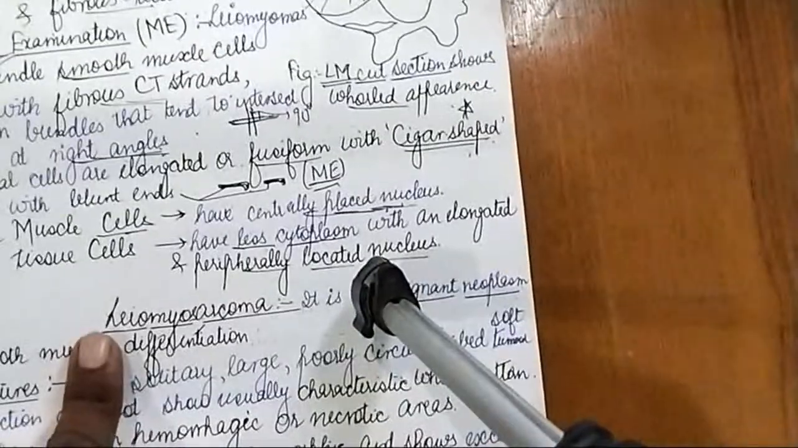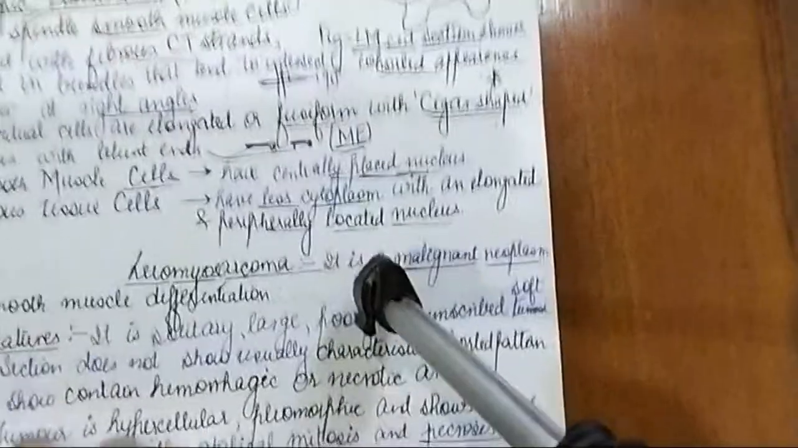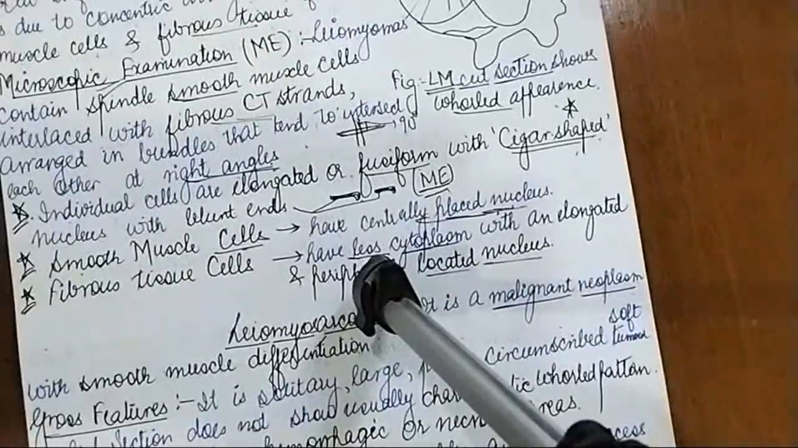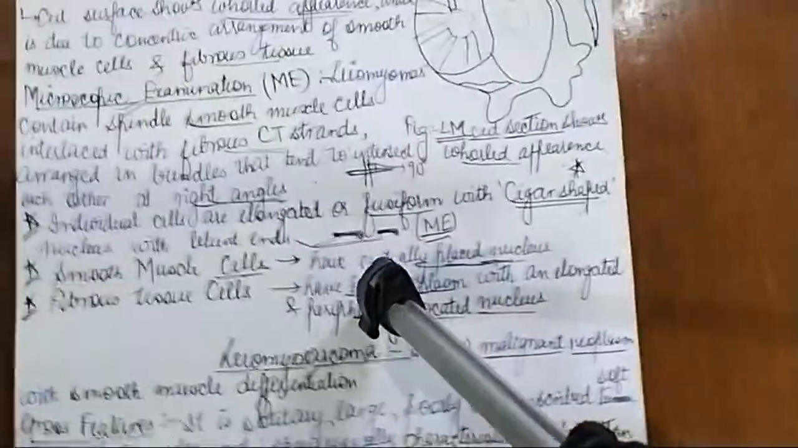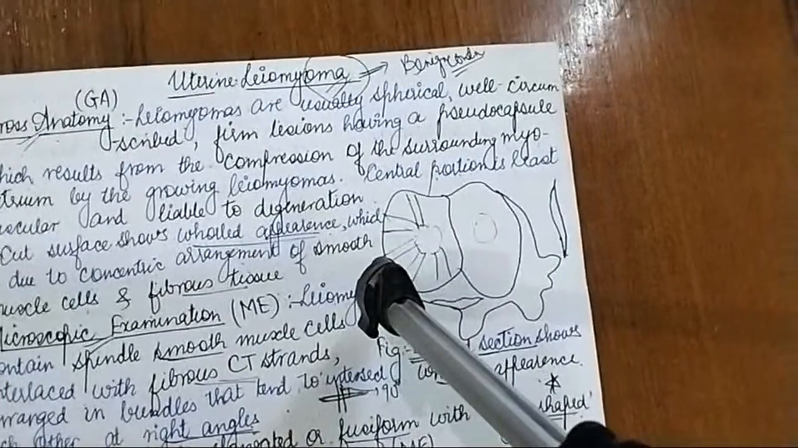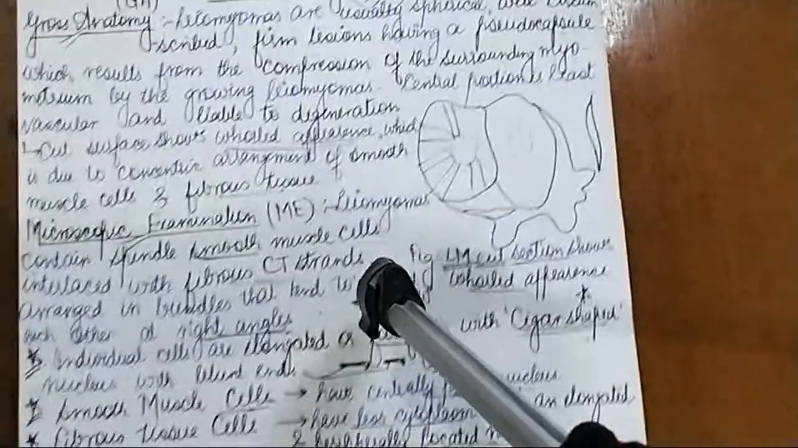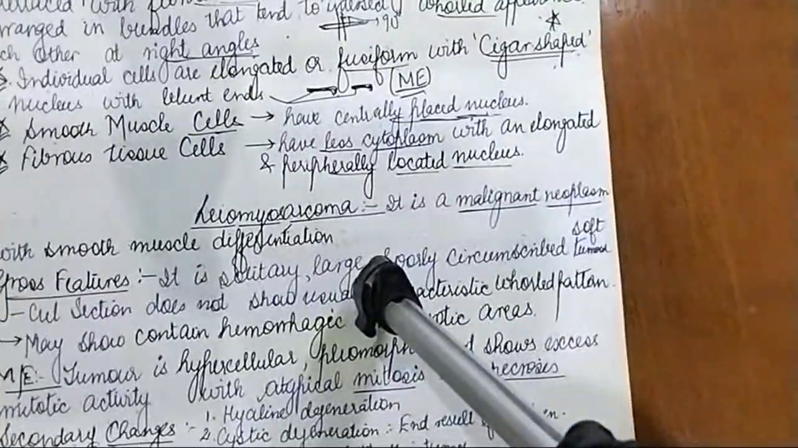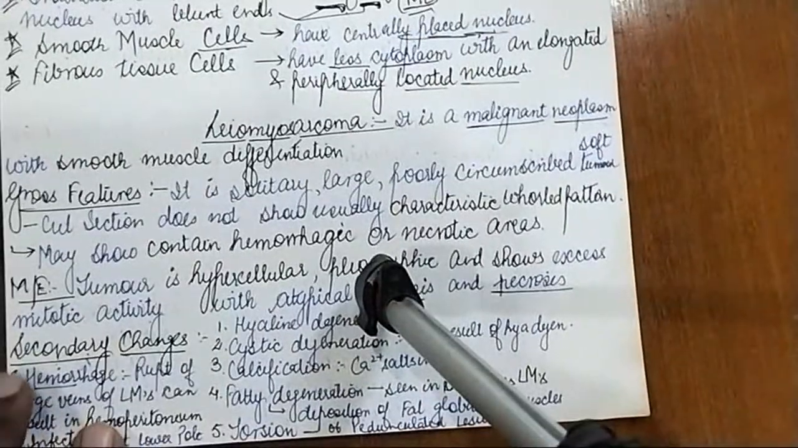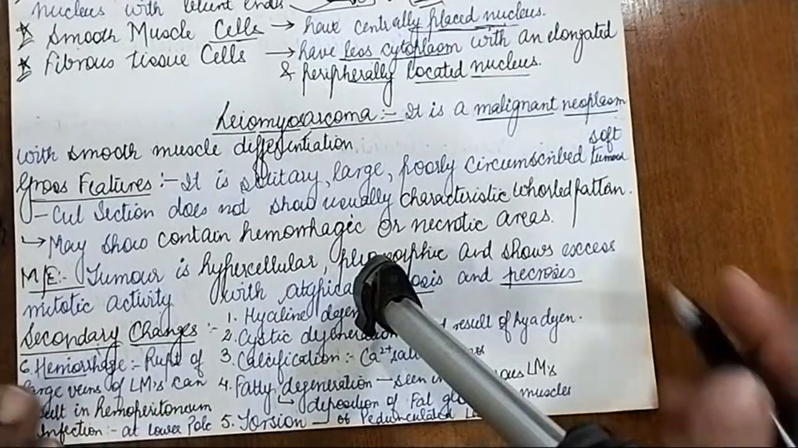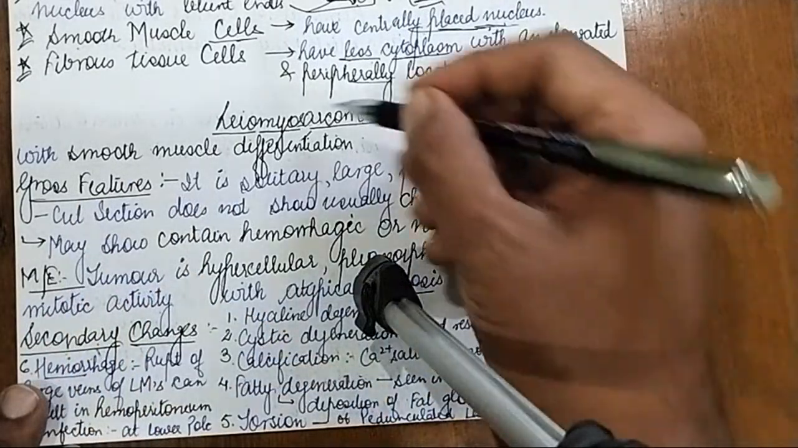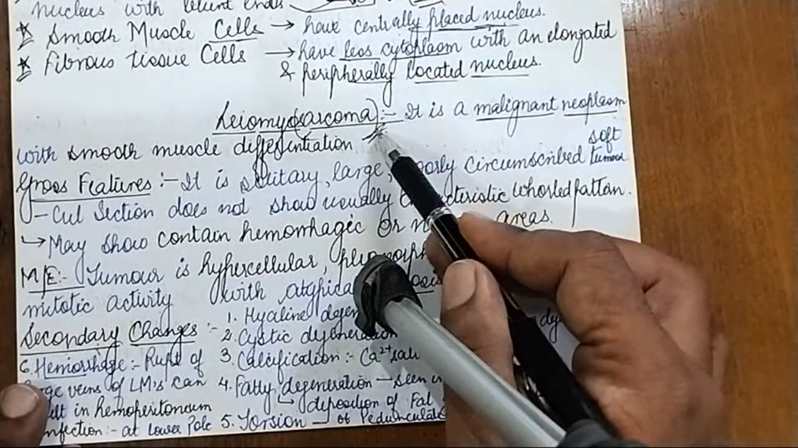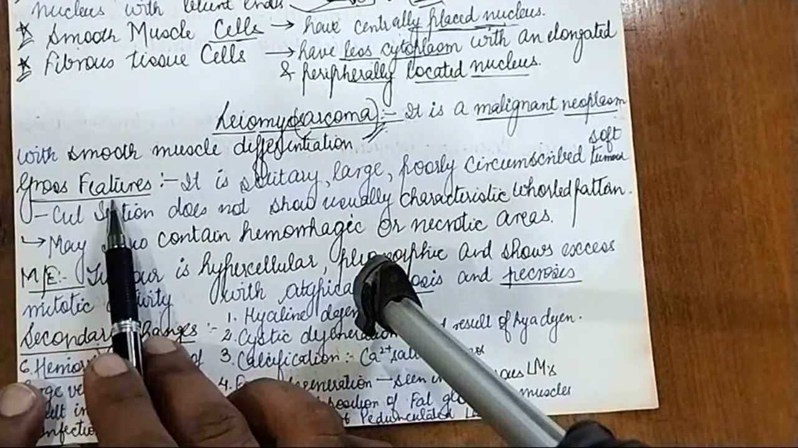So viewers, do remember, when we look at the suffix oma, that is referring to a benign condition. But when we look at wherever the suffix sarcoma has been added, it is referring to a malignant neoplasm. So it is a malignant neoplasm with smooth muscle differentiation. Now we look at the gross features.